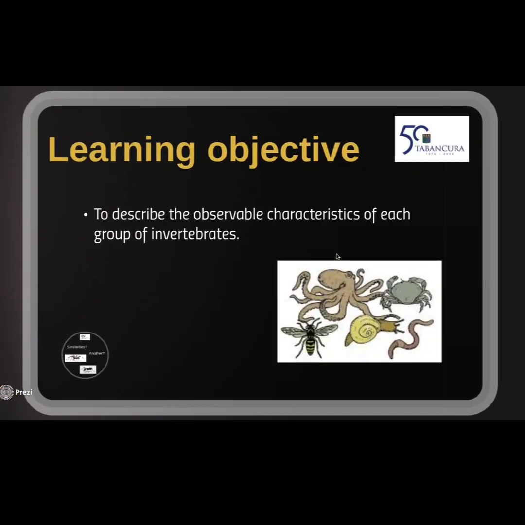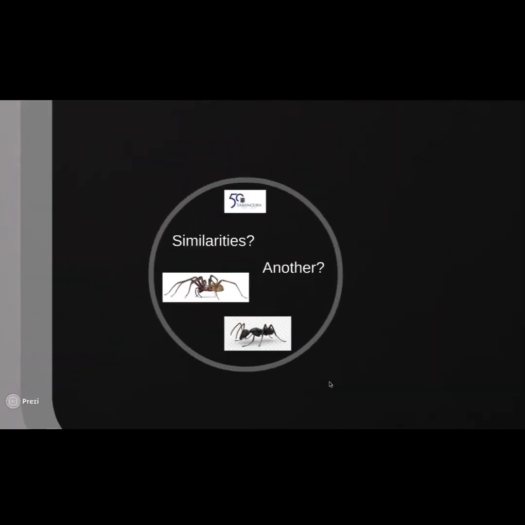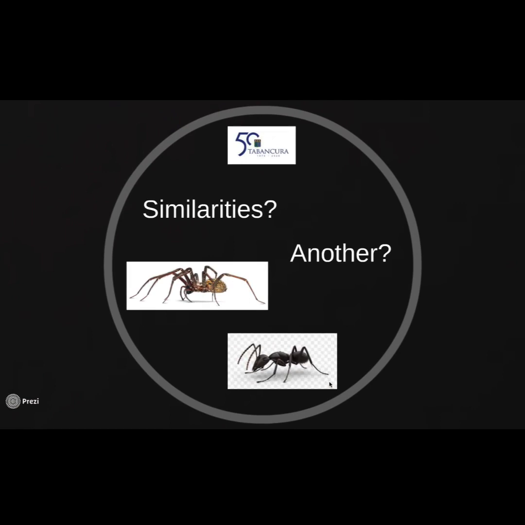Our learning objective is to describe the observable characteristics of each group of invertebrates. Now, let's pay attention to these pictures. What are the similarities between ants and spiders? Besides insects, what are the other groups of invertebrates?